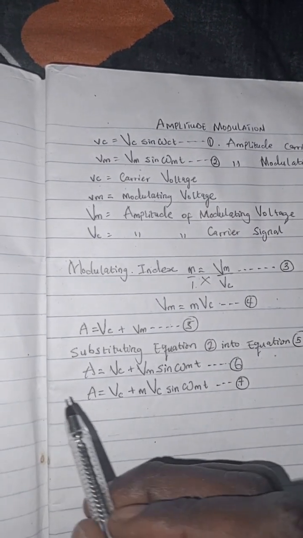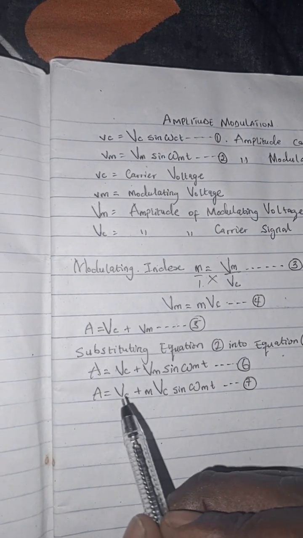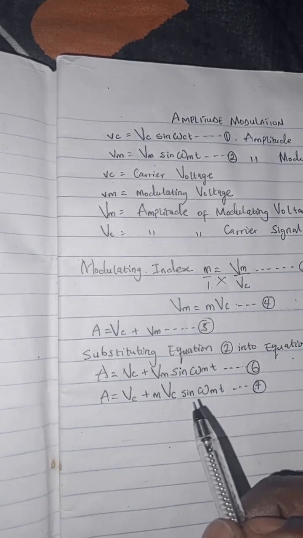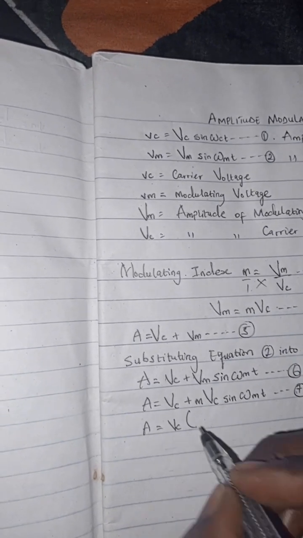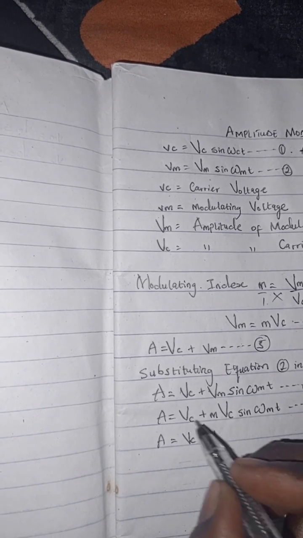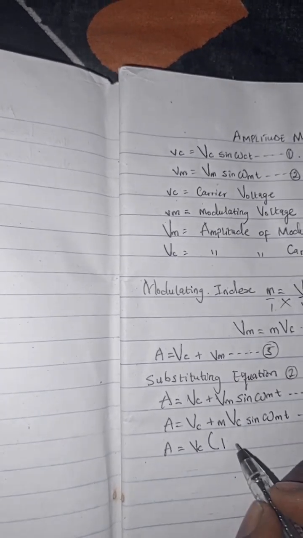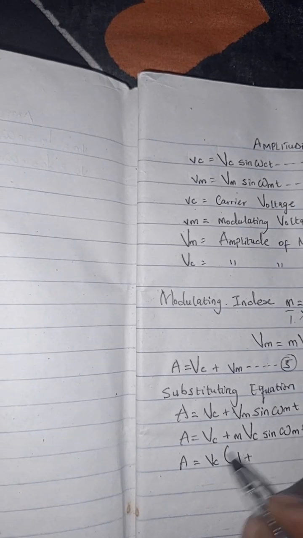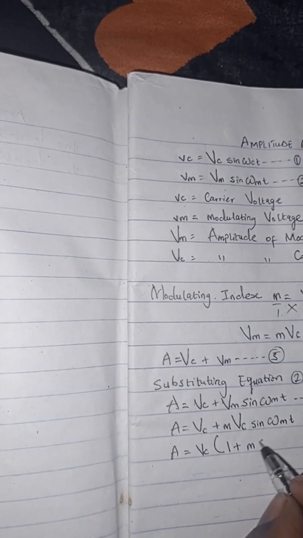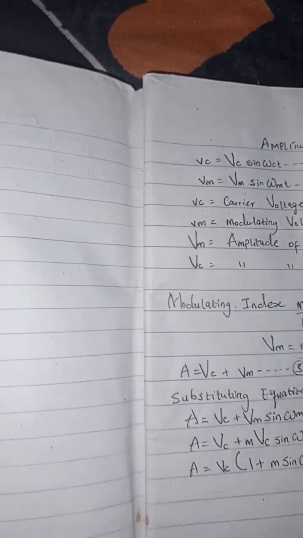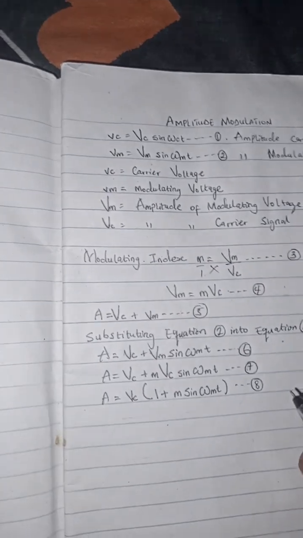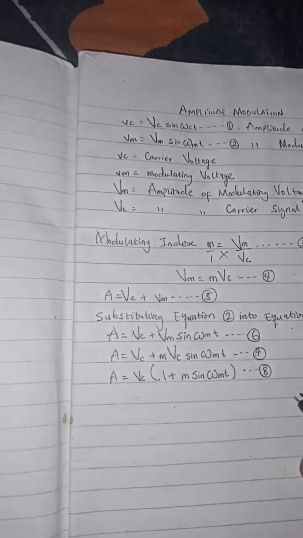So now, considering this equation, you can see there are two similar Vc on the right hand side of the equation. So you can factor one of the Vc. If I factor it out, I will have A is equal to Vc open bracket 1, because if I multiply Vc by 1, it's going to give me back a Vc. Then 1 plus, instead of Vc which is gone out, I'll be left with m sine omega mt. This is my equation 8. I hope you are not getting bored with the equations. So let's continue now.